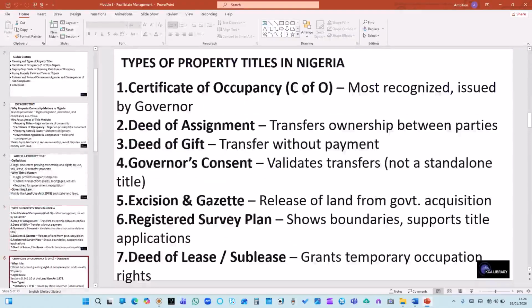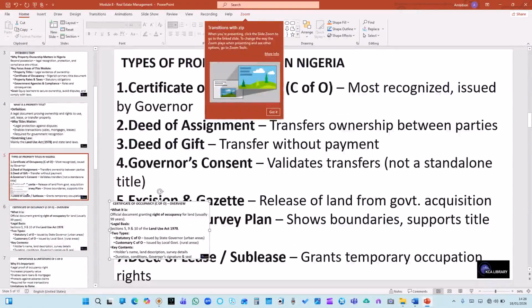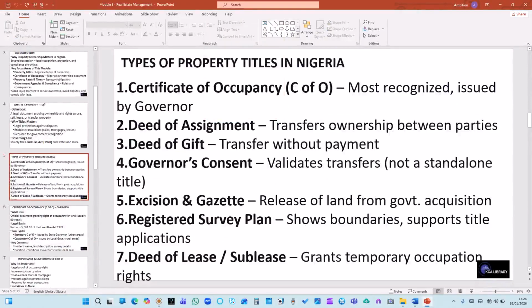Now let us look at types of titles in Nigeria. Number one is certificate of occupancy, C of O, which is mostly recognized and issued by the state governor. Number two is deed of assignment, which is the transfer of ownership between parties. Now we have number three, deed of gift, which is transfer of a property without financial transaction. Then governor's consent, which validates transfer, not a standalone title.